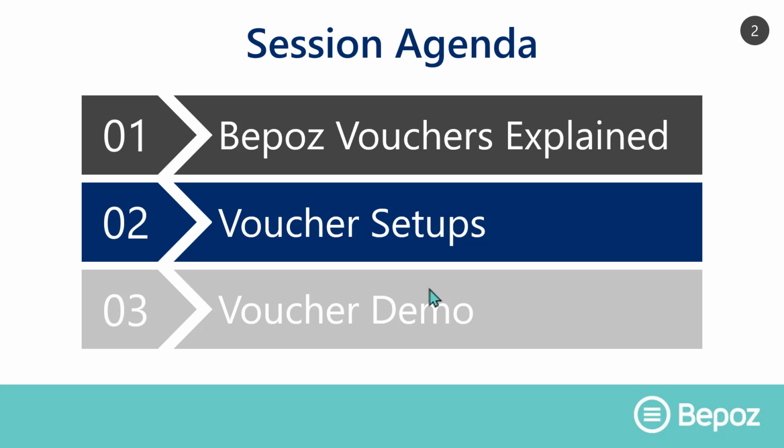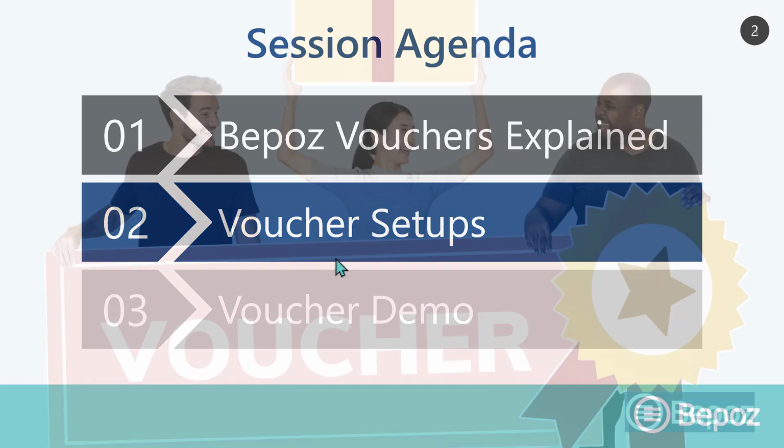Anyway, as for a quick agenda for us, we will start with just explaining a bit about vouchers and BPOS, what they are, what they can be used for, etc. Then we'll get into all, or at least most, of the voucher setups that we've got in BPOS, or in back office I should say. That will include not only the actual voucher configurations themselves, but also some other related settings throughout the system. And then we will go through some demos, which will include both issuing and redeeming vouchers and gift certificates.